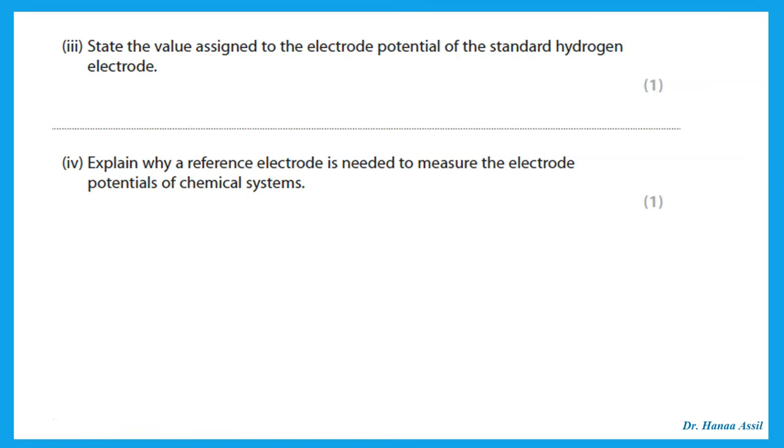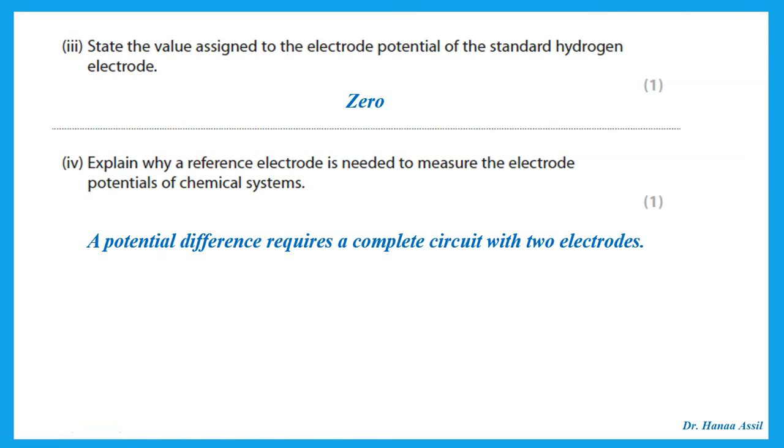So if we say state the value assigned to the electrode potential of the standard hydrogen electrode, of course that is 0. And if the question says explain why a reference electrode is needed in the first place to measure the electrode potentials, this is because remember that a potential difference requires a complete circuit with 2 electrodes. So in order to get the electrode potential of a half cell, you need to connect it to another half cell.